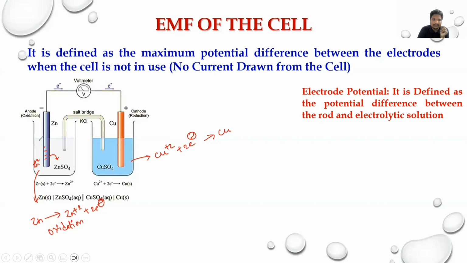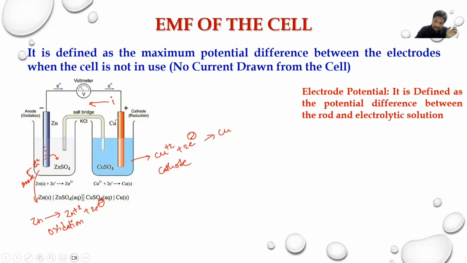As a result, oxidation takes place, so it will act as an anode. Here, reduction takes place, so it will act as a cathode. Electrons will flow from the anode to the cathode, and the current will flow from cathode to anode. So this is a simple galvanic cell.